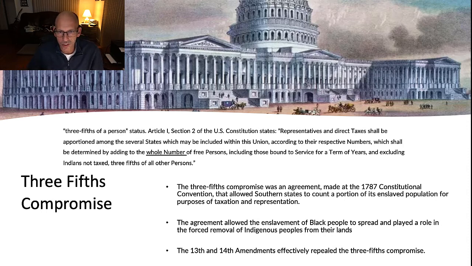So the Three-Fifths Compromise was an agreement made at the Constitutional Convention that allowed southern states to count a portion of its enslaved population for purposes of taxation and representation. The agreement allowed for the enslavement of Black people to spread and played a role in the forced removal of indigenous peoples from their land later on. And the 13th and 14th Amendments effectively in the future will repeal the Three-Fifths Compromise. But looking at the Three-Fifths Compromise, it's going to give you what the book says on it, and here's where you're going to pick up your questions.